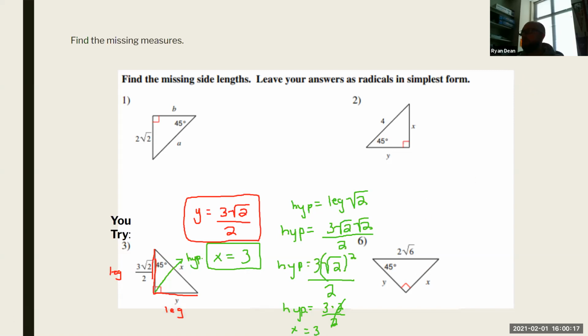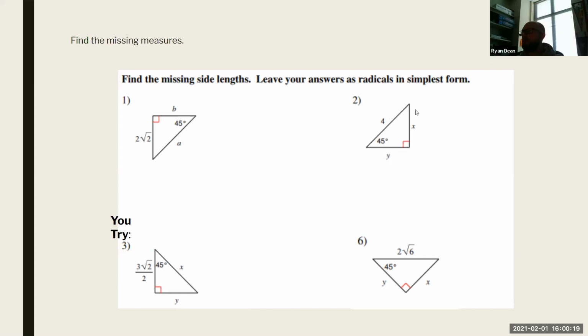So what we need to come over and do next is an example over what to do whenever we are given the hypotenuse, but not any of the legs. So let's go ahead and take a look at one of those. Okay, I'm going to do number 6. Okay, so we know that our hypotenuse is across from the 90-degree angle.